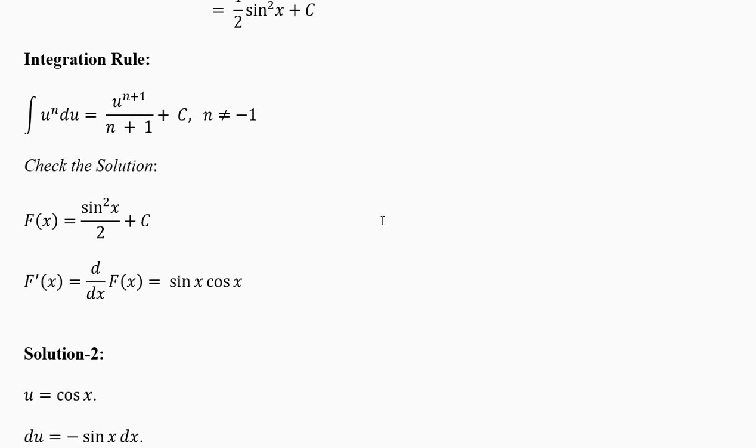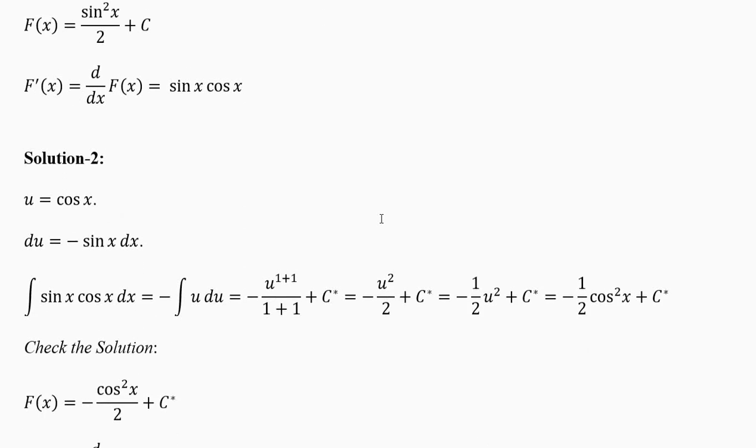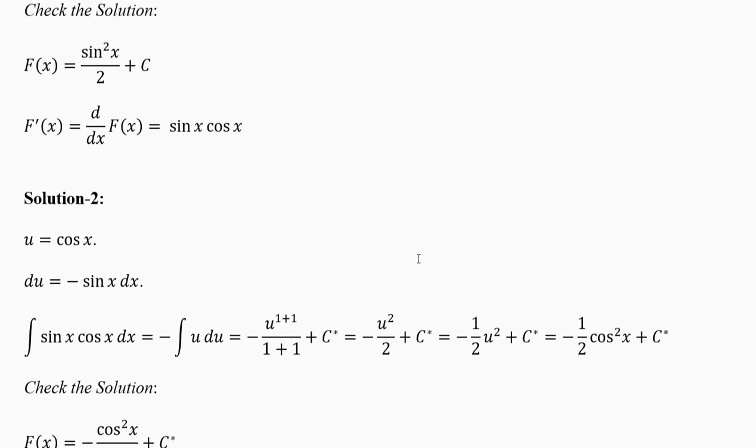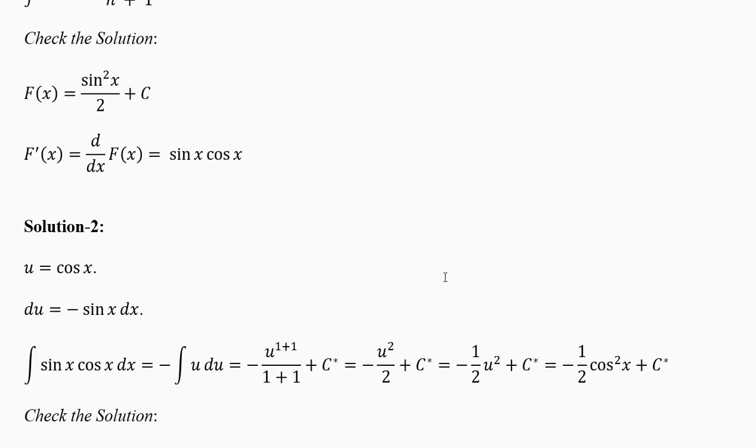Now somebody might say that no, let's put u equal to cosine x. That is also correct. You will get du equal to minus sine x dx. You have to be careful about the minus sign here. And you will get minus integration u du, which is minus u square over 2, minus half u square plus c star. We are not going to put back the same c because the two c's have to differ.